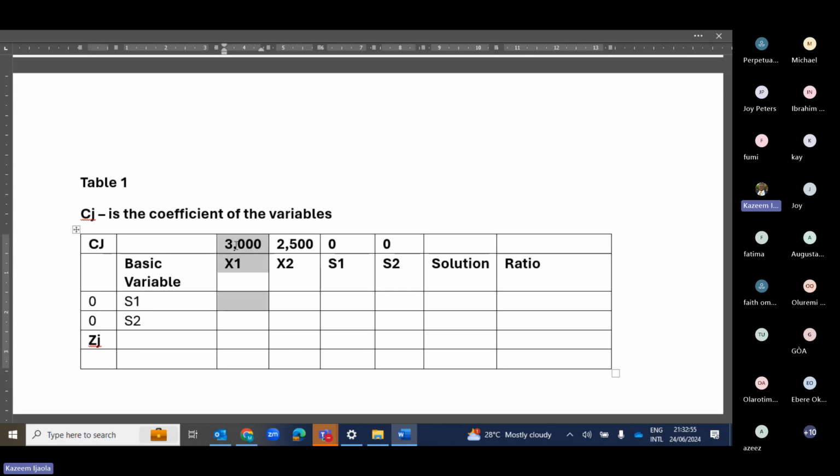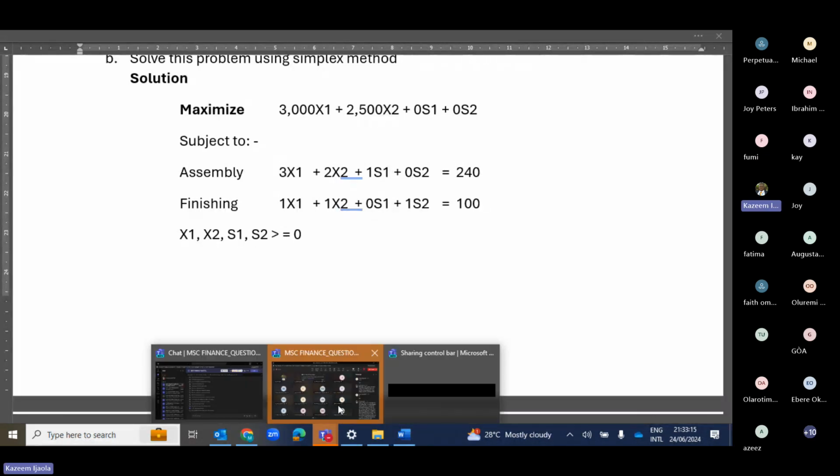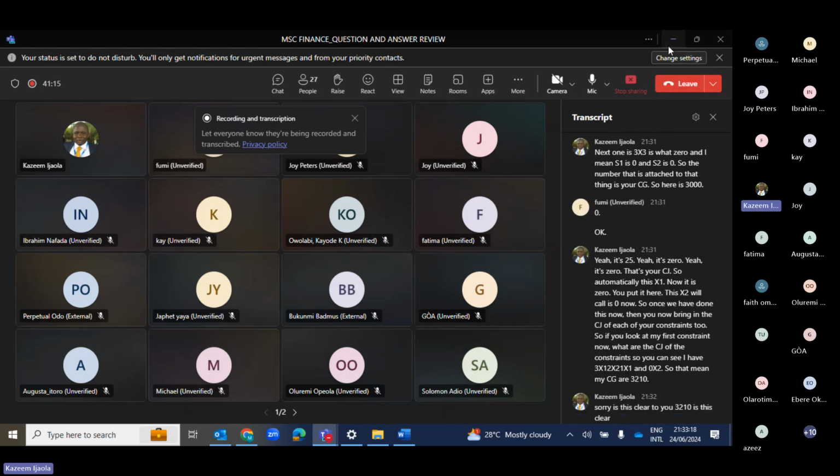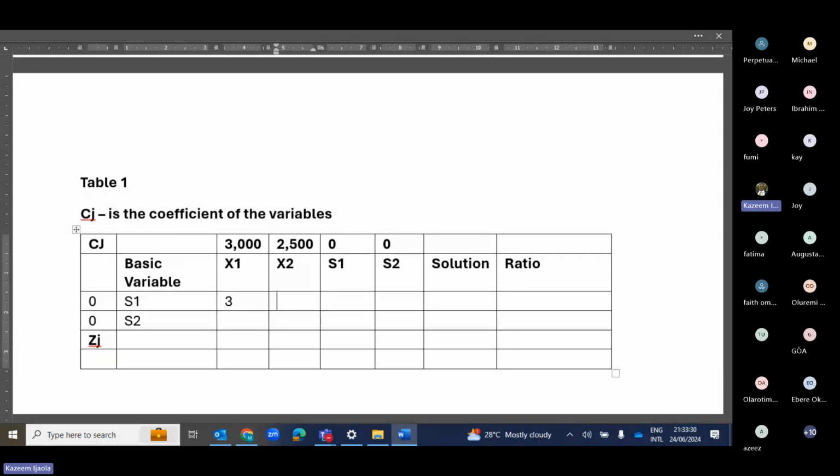Once you have done this, you bring in the coefficients of each of your constraints too. If you look at my first constraint, I have 3x1, 2x2, 1s1, and 0s2. That means the coefficients are 3, 2, 1, 0. Is this clear to everybody? 3, 2, 1, 0. Yes. And the total is what? 240. So you put 240 on the solution column.